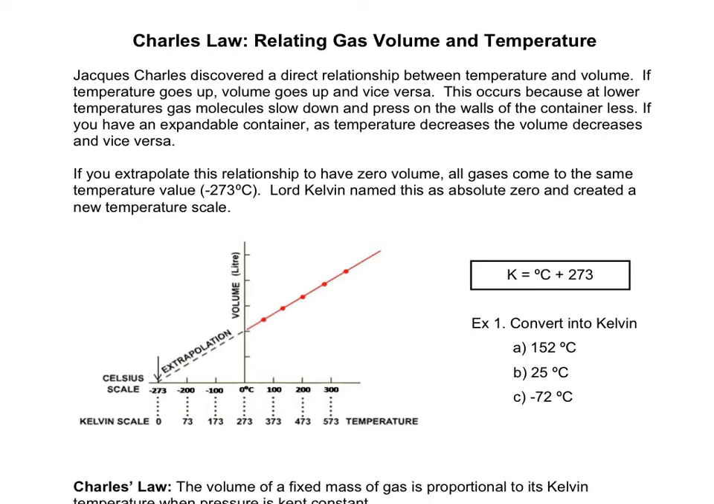It's important to note that on the Celsius scale, it's degrees Celsius as the unit, but it's not that way for Kelvin. It's just simply K. There's no degrees. Try out example 1, converting these Celsius temperatures into Kelvin. Pause the video until you have your answers.